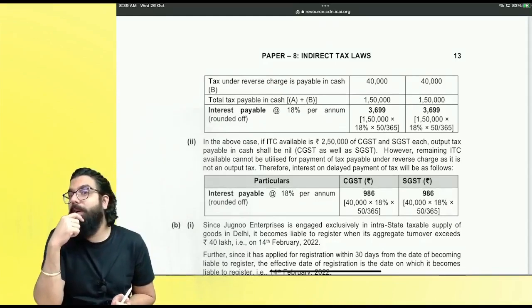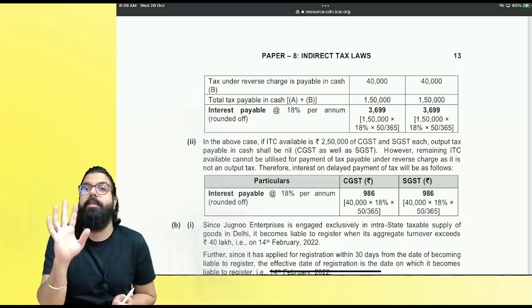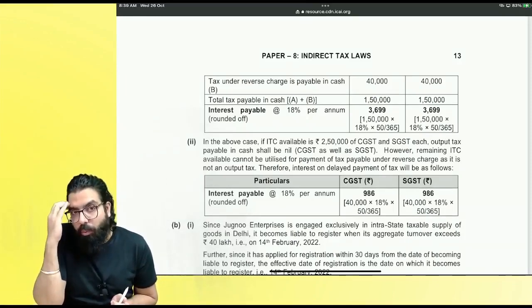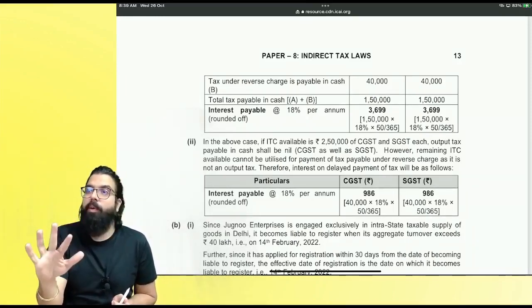But sir, how will we learn what assumptions are to be taken? With practice. Are we clear, everyone? When you are practicing, you will realize, oh, what if I assume it like this? Can I go ahead, everyone?